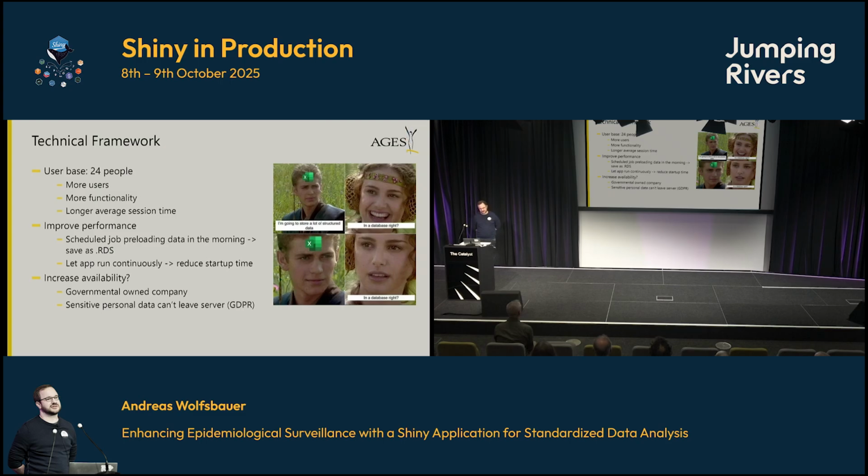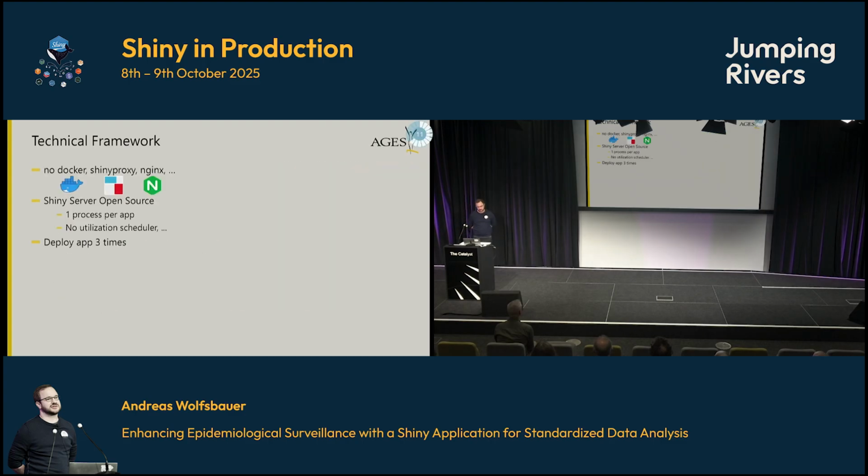But the next step was how could I increase availability? And since we're a governmental-owned company and we're dealing with sensitive personal data, it can't leave our servers, so we have to self-host. And with self-hosting, I was constrained. I could only use Shiny Server open source. So my IT department didn't allow me to use Docker, which meant I couldn't use Shiny Proxy. And Shiny Server open source gives you one process per app.